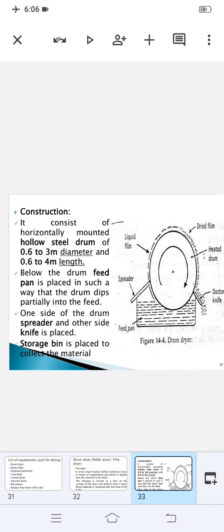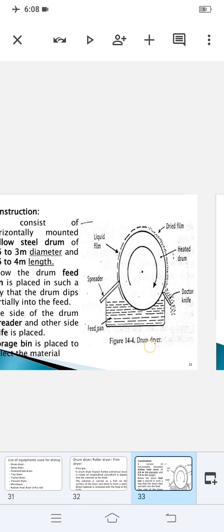Let us see the construction. It consists of a horizontally mounted hollow steel drum of 0.6 to 3 meter in diameter and 0.6 to 4 meter in length. Under this drum, the feeding pan is placed in such a way that the drum dips partially into the feed. On one side of the drum, a spreader is there, and on the other side a doctor's knife is there. Under that doctor's knife, a storage bin is placed to collect the material.